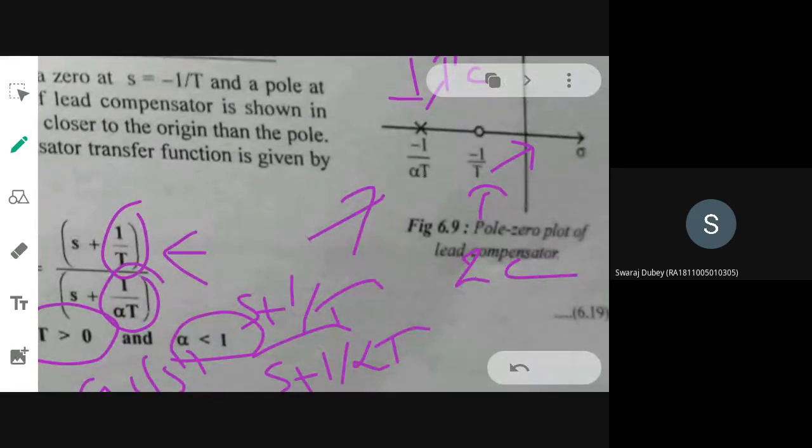Earlier case for a lag compensator, the pole would have been located close to the origin, but here, which is located close to the origin? Zero. The zero is located very close to the origin. That is the difference. So the pole zero plot might be asked in a 4-mark question.